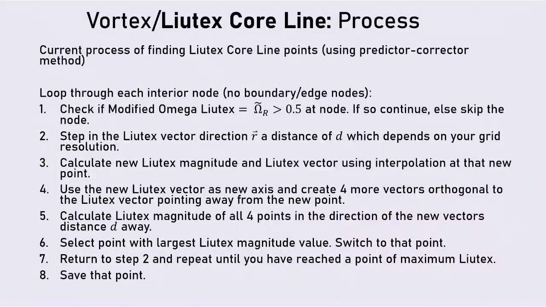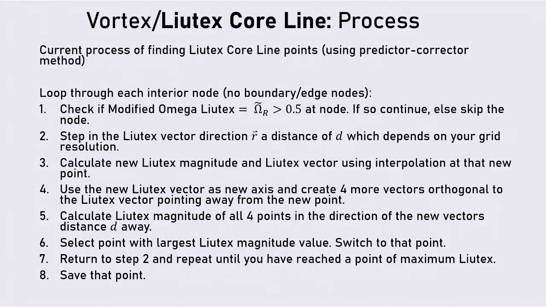So this is the process. This is a little more technical, but not too technical. It can be weird because it's new, but this is the first part of the method for finding the Liutex core line. And it's using a predictor corrector method. So we're basically going to one point, checking it, checking around that point, and then comparing it, and then moving if necessary.